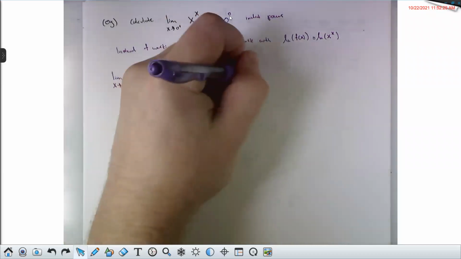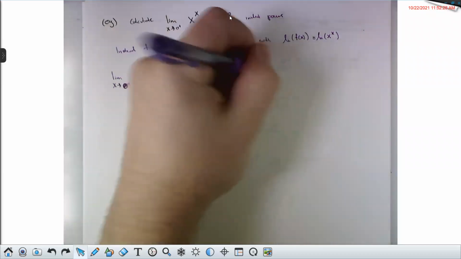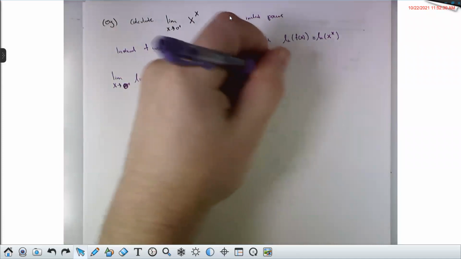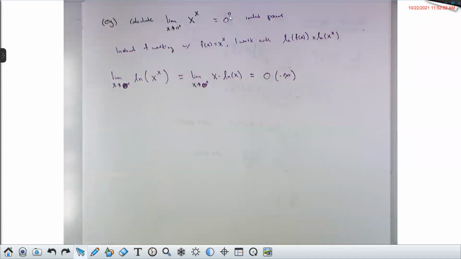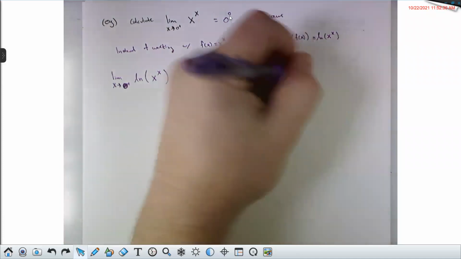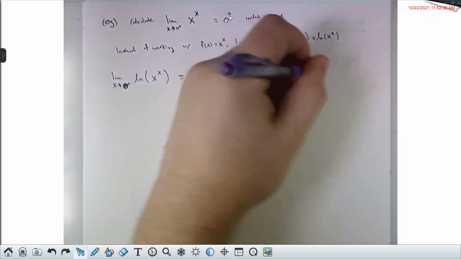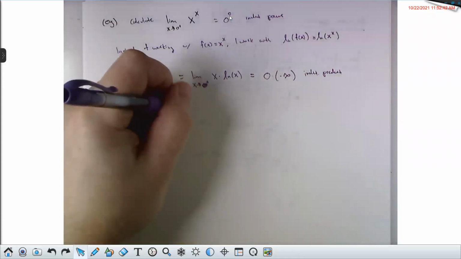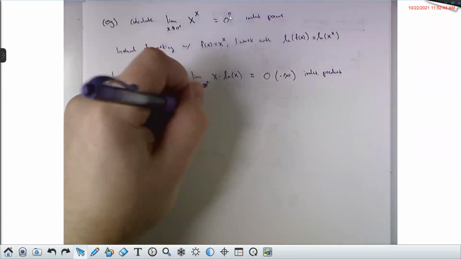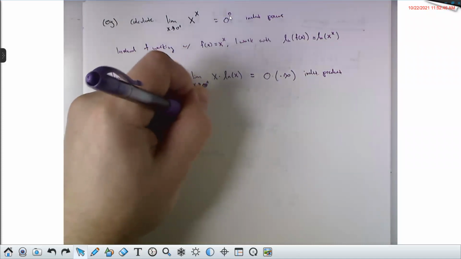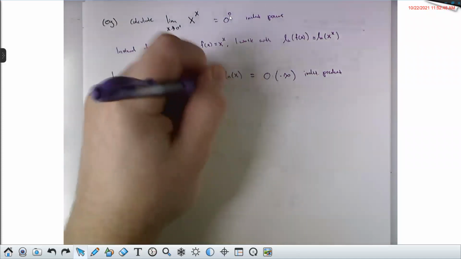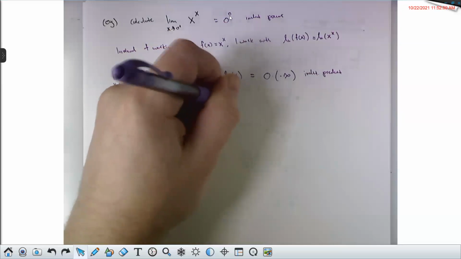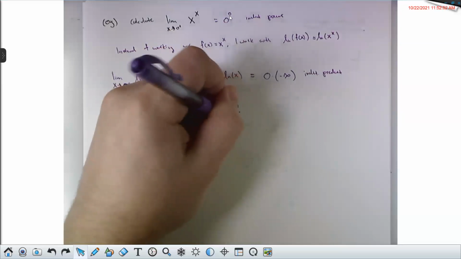And this guy, as you send x to 0 from the right, x itself wants to go to 0. The natural log of x wants to go to negative infinity. So this is a 0 times infinity, which is an indeterminate product. So in order to handle that, I rewrite it, lim x to 0 plus. Again, I'll shove the x downstairs, ln x divided by 1 over x.